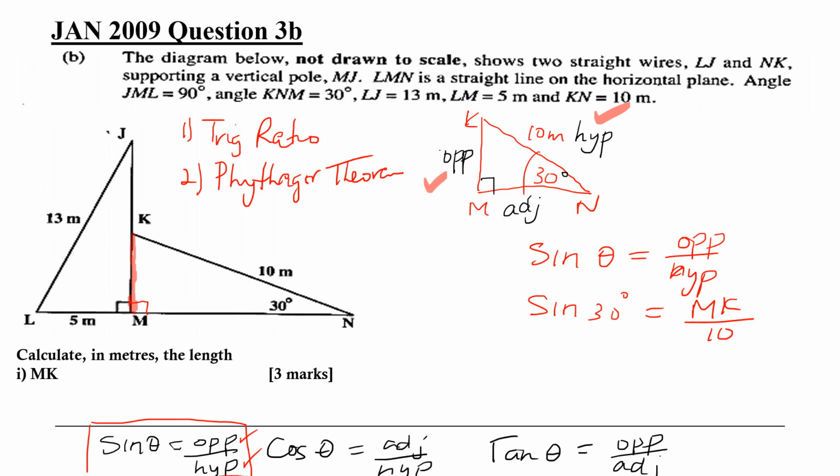So we're going to cross multiply. This is over 1. And we're going to get 10 sine 30 degrees is equal to MK. Plug that into your calculator and let's see what we get. That is going to give me 5 meters. So the answer here, the length is 5 meters.